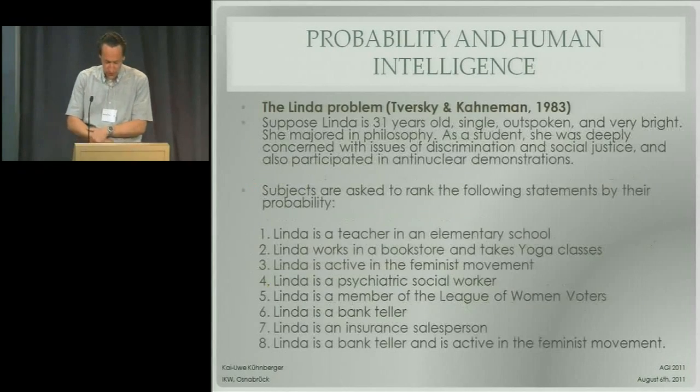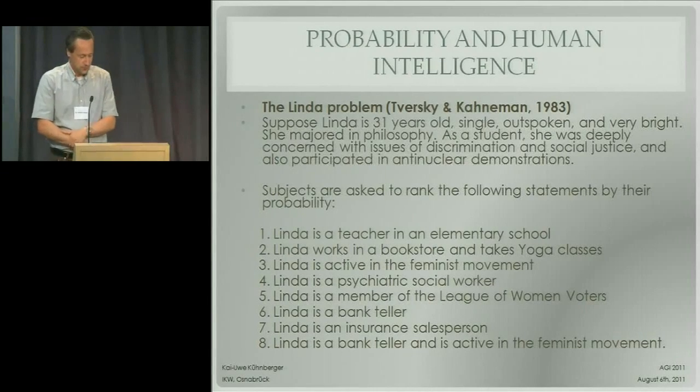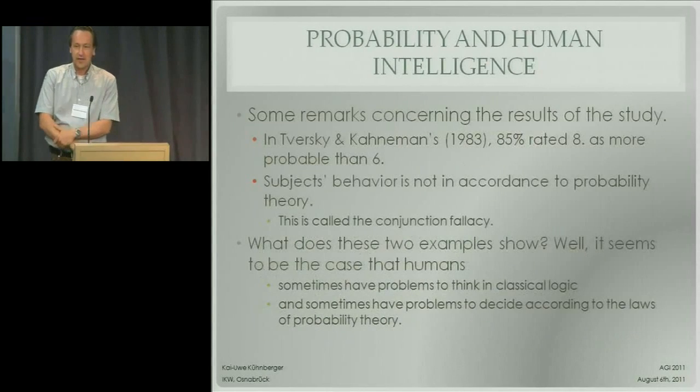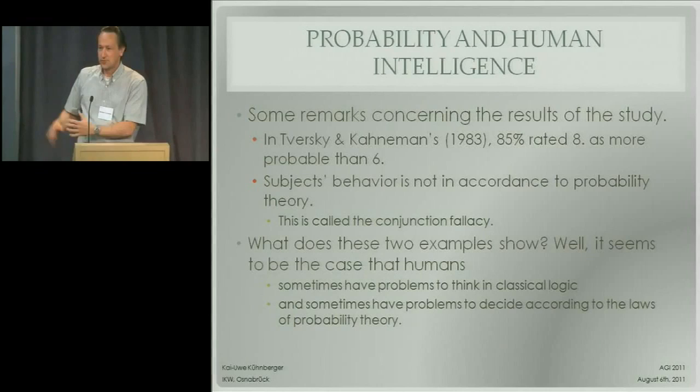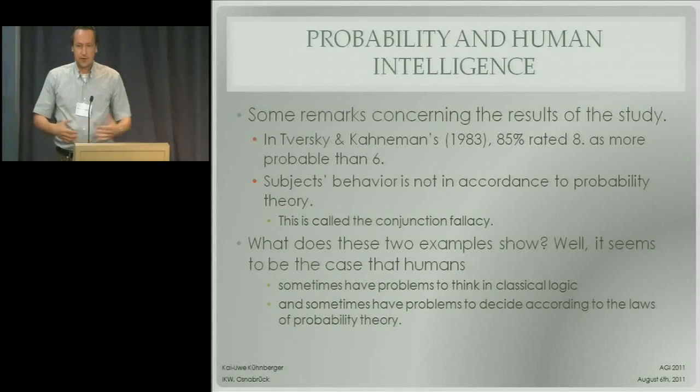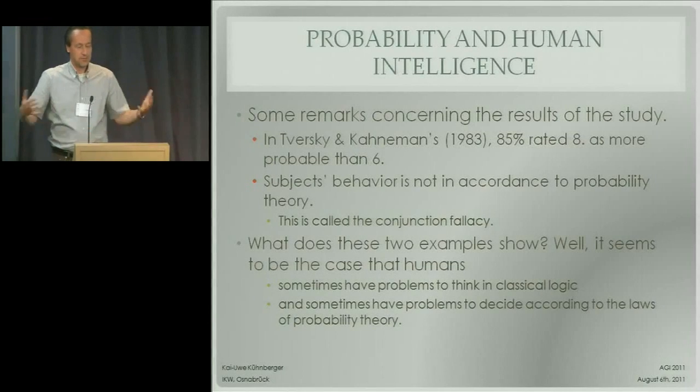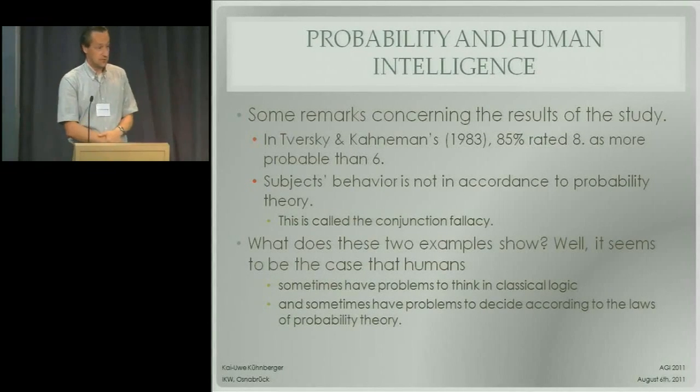Number 8 was a conjunction of two things: Linda is a bank teller and active in the feminist movement. Number 6 was one conjunct of these two statements: Linda is just a bank teller. According to probability theory and the Kolmogorov axioms, this is not possible, because the probability of a conjunction of two events cannot be bigger than the probability of a single conjunct of it. So again, they seem to be irrational.